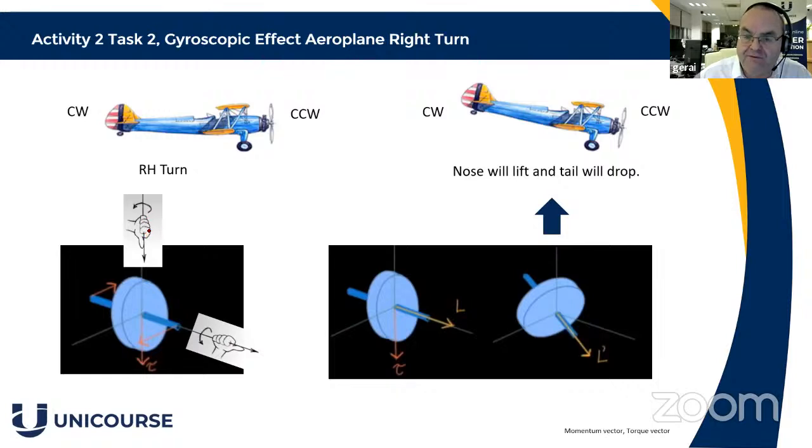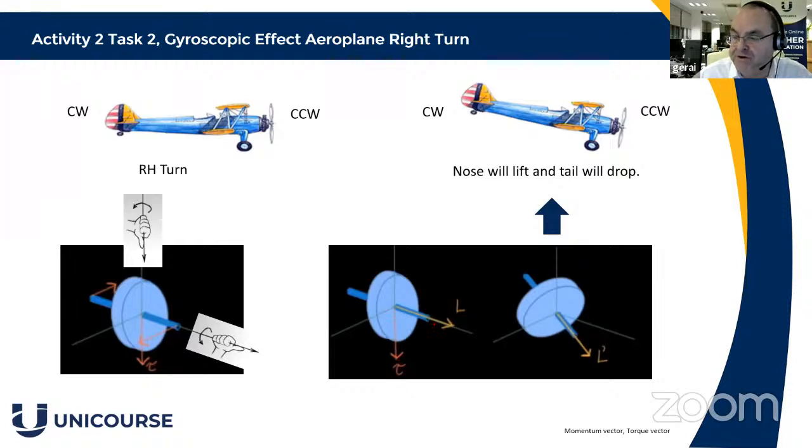So again, we wrap our fingers around the direction that the torque forces are trying to achieve. And we look, our thumb is pointing down this time. So the torque vector is down. So we come back to our expressions. We have our momentum vector and our torque vector.